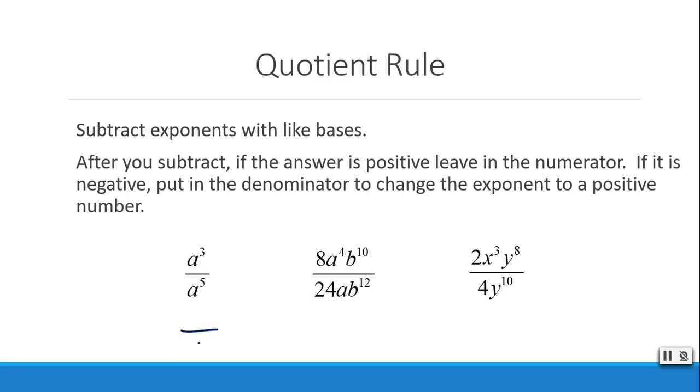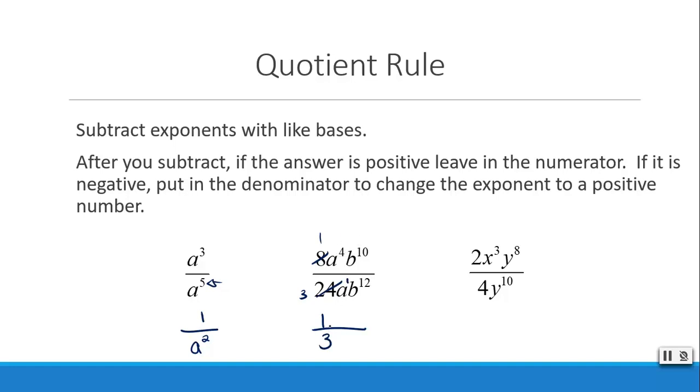So 5 minus 3 is 2. So my final answer is going to be 1 over a squared. Again, wherever the higher exponent is located, that's where your answer is going to go. Now 8 over 24 can simplify to 1 over 3, so you do want to reduce any fractions that you have. 4 minus 1 is going to give you 3.